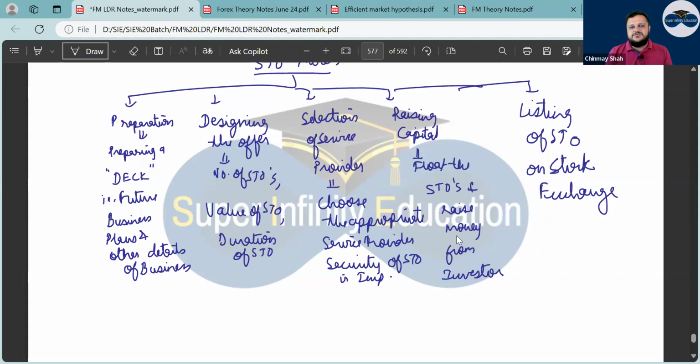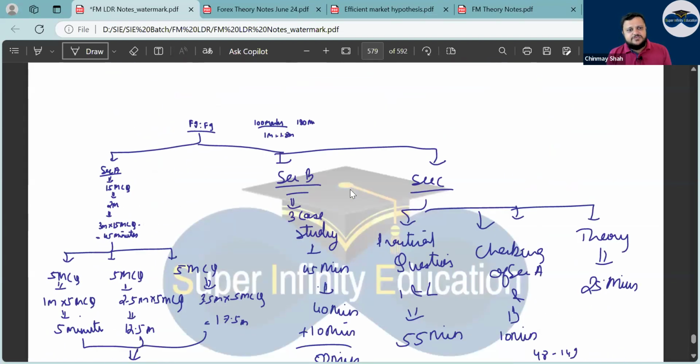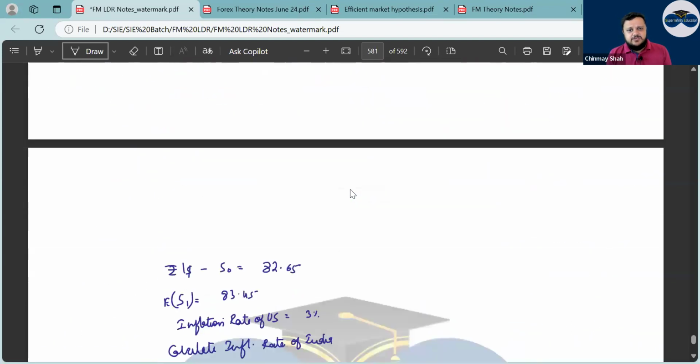So after designing the offer comes selection of a service provider, correct? Choose the appropriate service provider who will provide security to the STO. Then raising capital on the securities token: give securities tokens to people and take money from them, right? And then listing of the STO, that is the securities token, on the stock exchange, so that there can be an active market and shares can be sold or purchased on it, right?